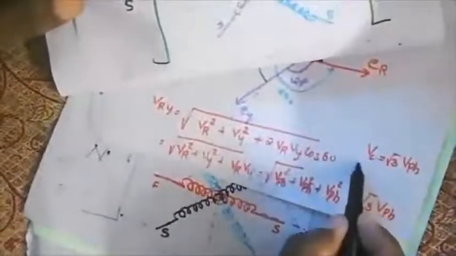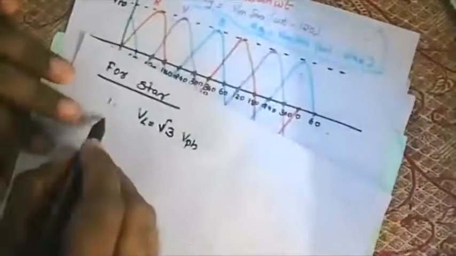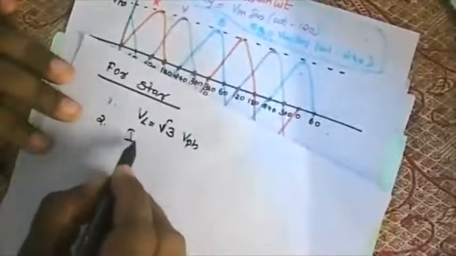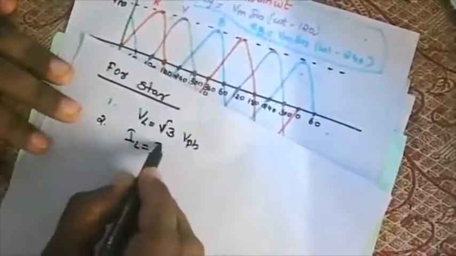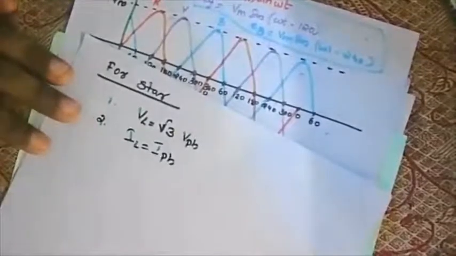We have derived it here, see? VL is equal to root 3 V phase. Now, what is the second point? The second point is IL is equal to I phase. I have explained this just before. Now, what is the third point, regarding power?